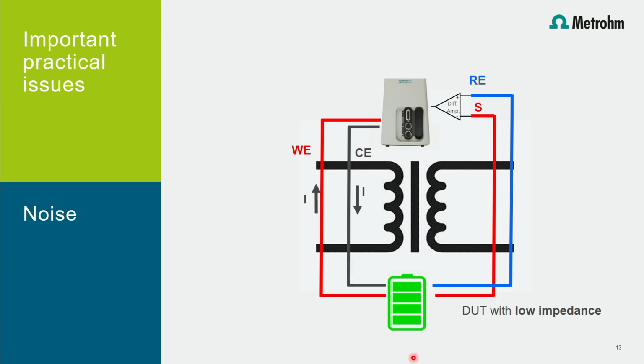The cables for the working electrode and the counter electrode are the current leading cables. Due to the relatively high AC current during the impedance measurements, these cables emit a magnetic field, which can induce noise in the voltage measuring cables, labeled with RE and S in the picture. In the worst case, the setup works as a transformer.